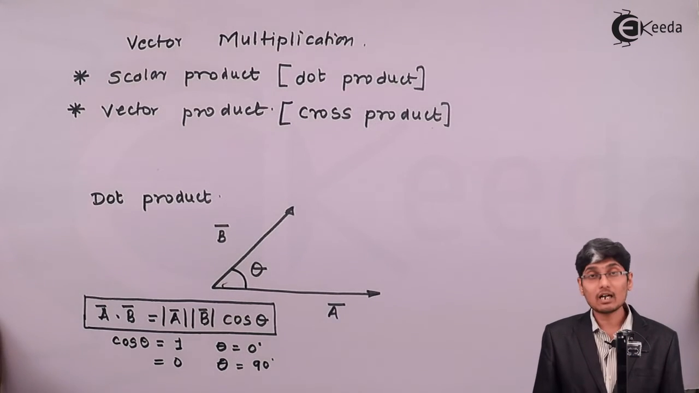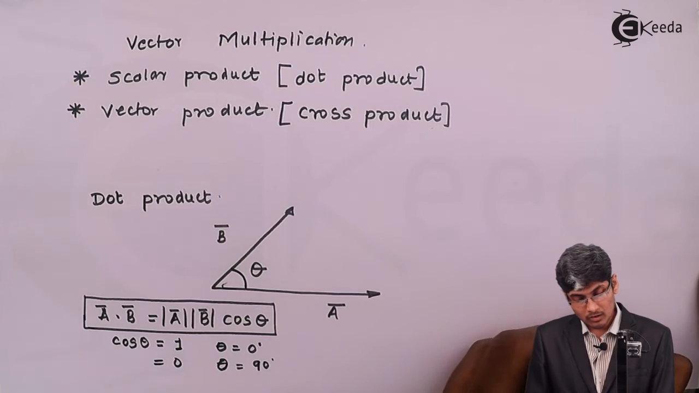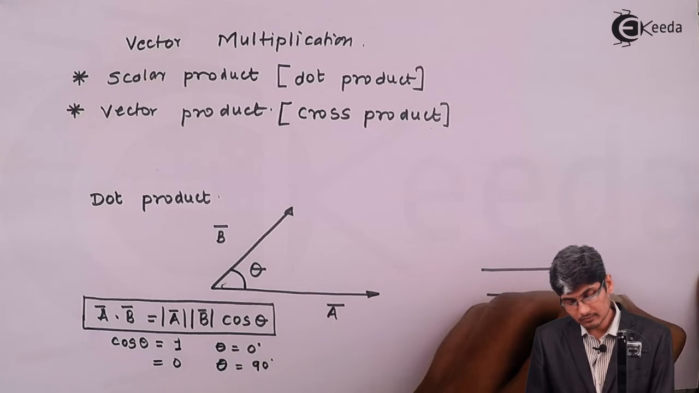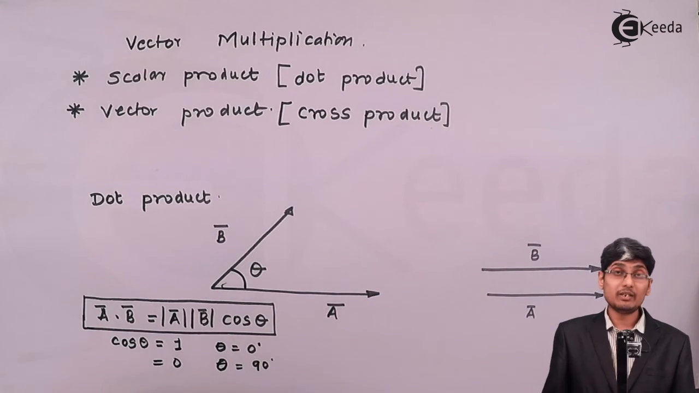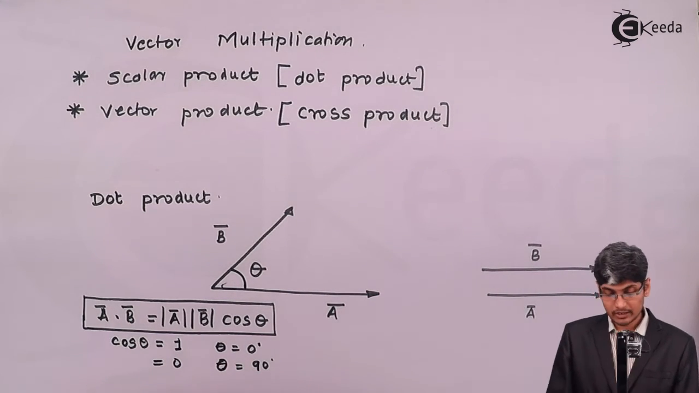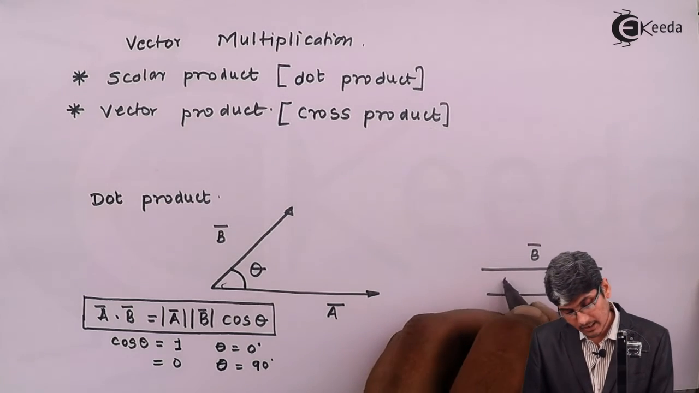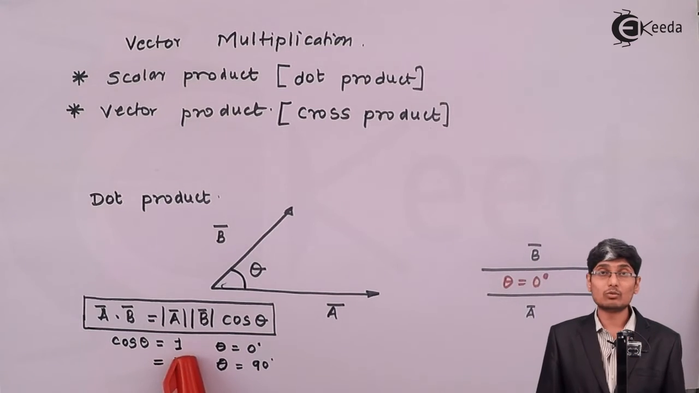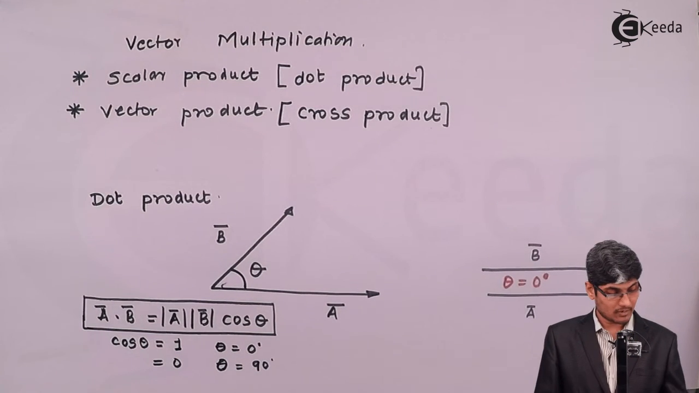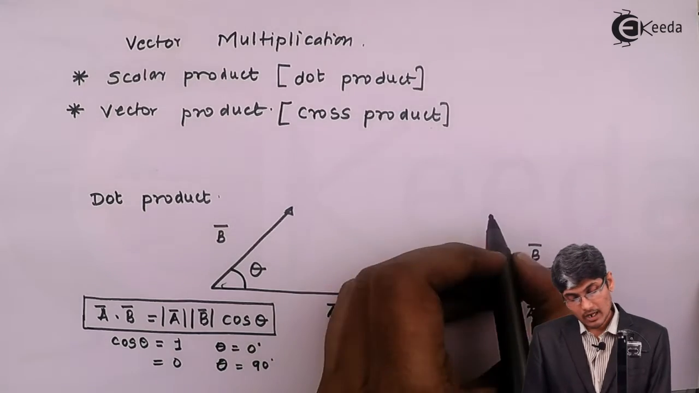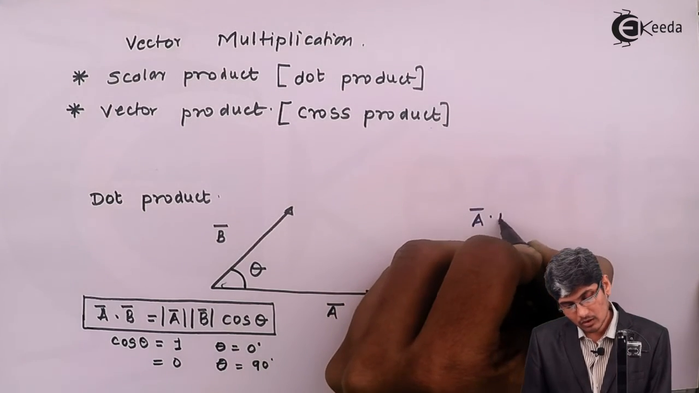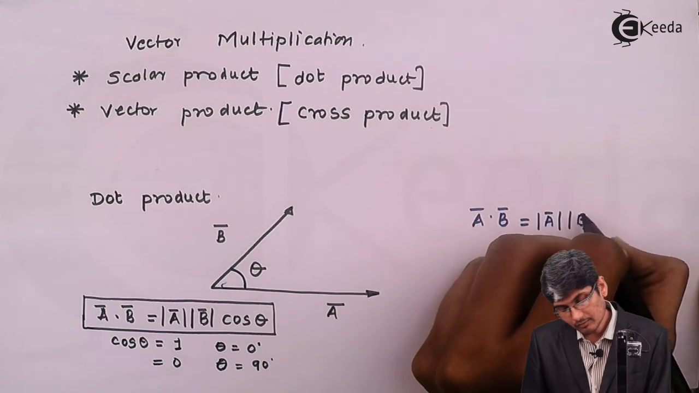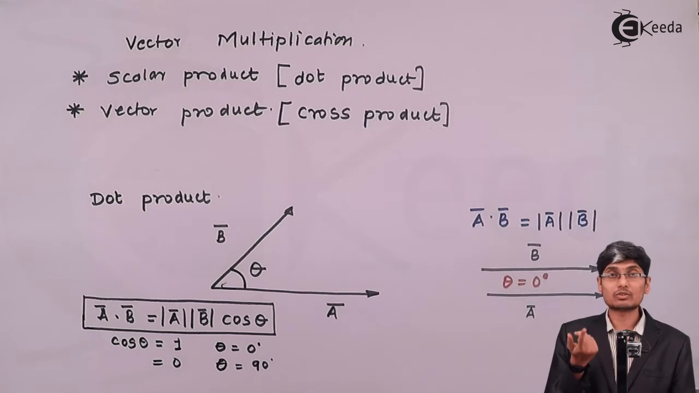Suppose I say that the vectors are parallel, what does it mean? Vector A is parallel to vector B. It means that the angle between them is 0 degrees. Here, I can emphasize and say that angle theta is equal to 0 degrees. And if the angle is 0 degrees, the cosine value is 1. That means you will get the maximum answer for A dot B. And in this case, A bar dot B bar will be equal to magnitude of A bar into magnitude of B bar. Correct? Because cosine theta is 1.